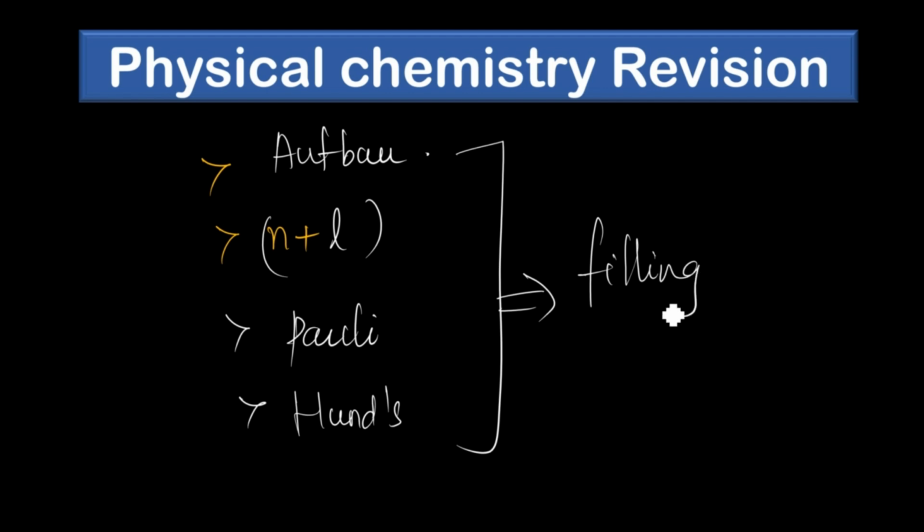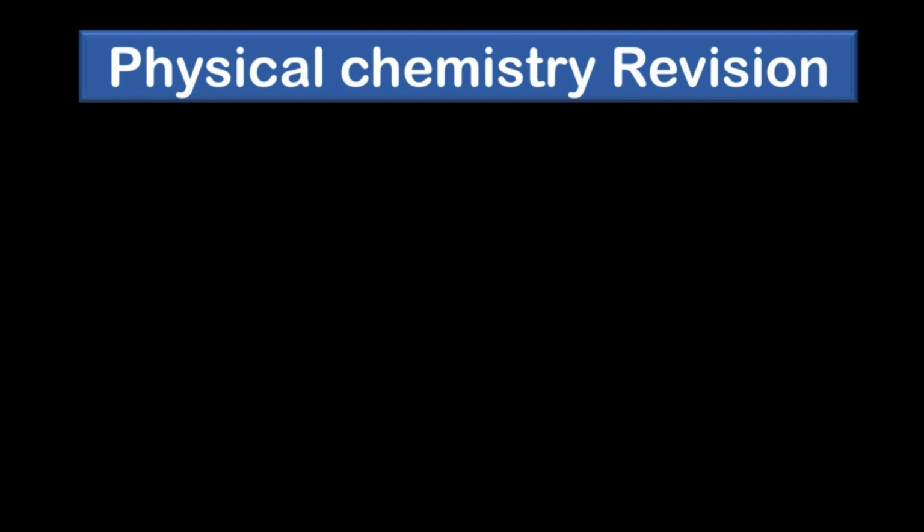There was a very easy question asked in a previous year question paper, asking which of the following rules is the odd one out. That kind of question has been asked. So you can expect an easy question from this part as well.